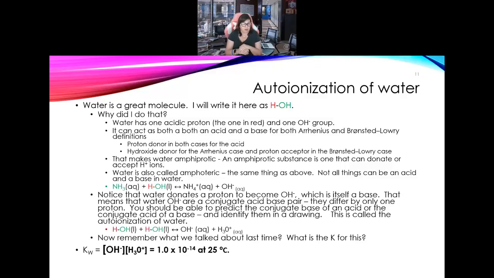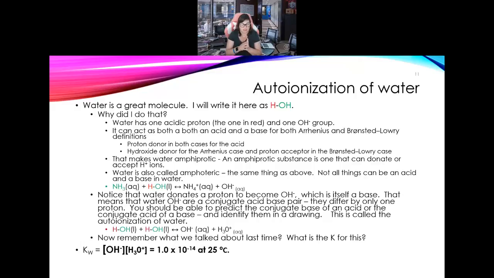We can look at NH3 + H-OH goes to NH4+ + OH-. Okay, so that's what we're talking about there. So the water donates a proton to become OH-, which is in itself a base. That means that water and OH- are a conjugate acid-base pair. They differ by only one proton. You should be able to predict the conjugate base of an acid or the conjugate acid of a base and identify them in a drawing.